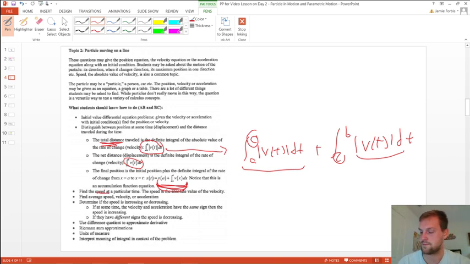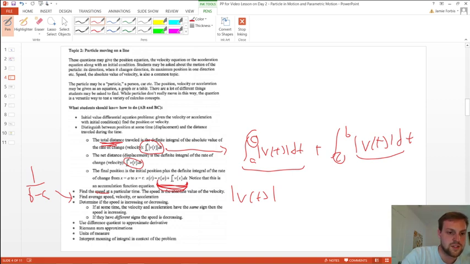Speed of a particle is just the absolute value of v of t. So we've talked about that. Average speed we just did. Remember, that's 1 over b minus a of something. Everything else is pretty... Oh yeah, when the speed is increasing or decreasing.